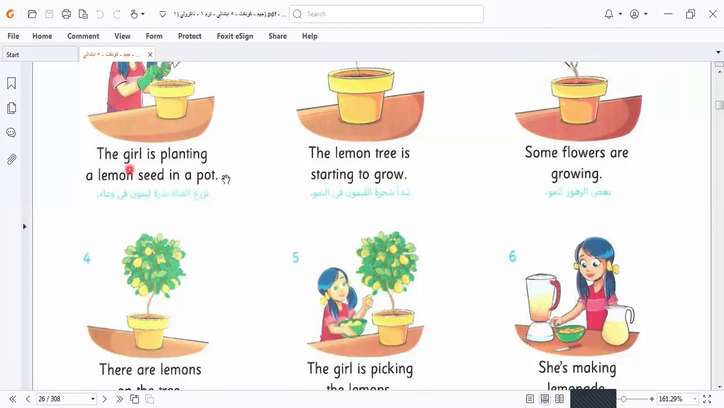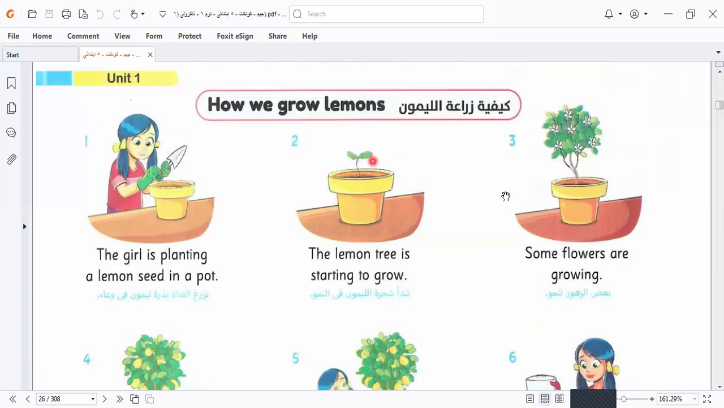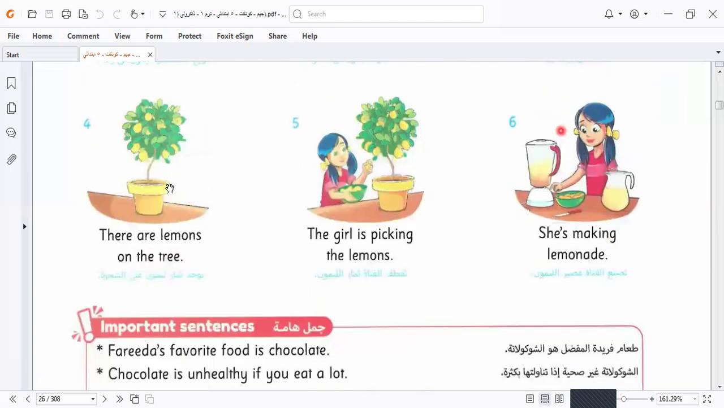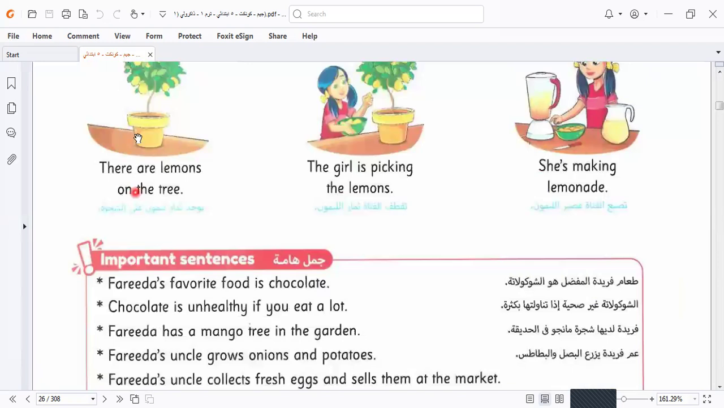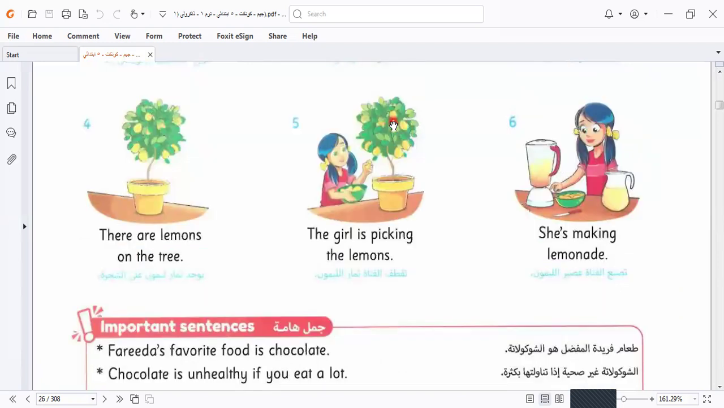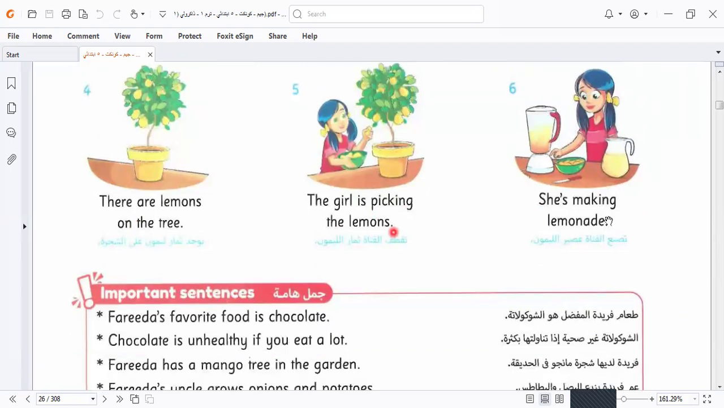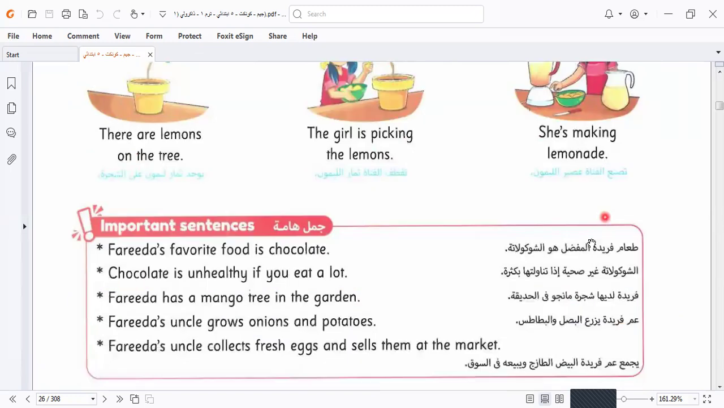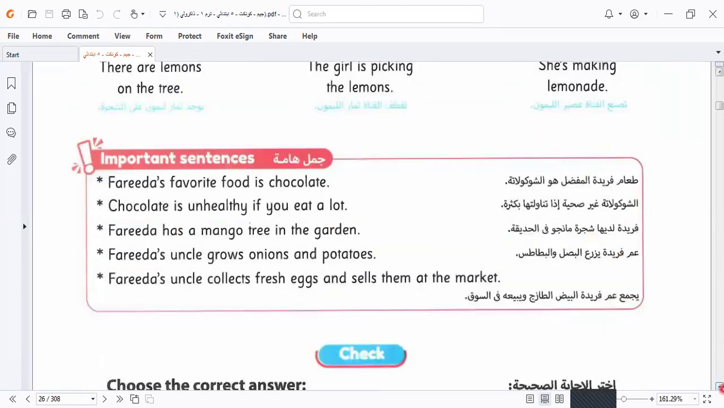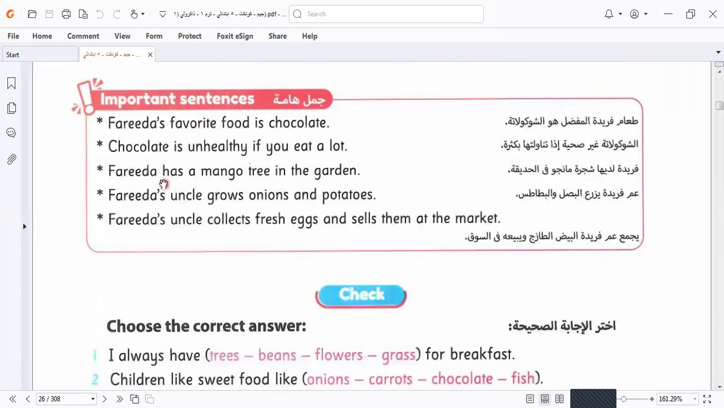Okay, the girl is planting a lemon seed in a pot. The lemon tree is starting to grow. Some flowers are growing like this. There are lemons on the tree. The girl is picking, taking from the tree, like this, picking the lemon. She's making lemonade, okay? Here are some important sentences I would like to study very well.